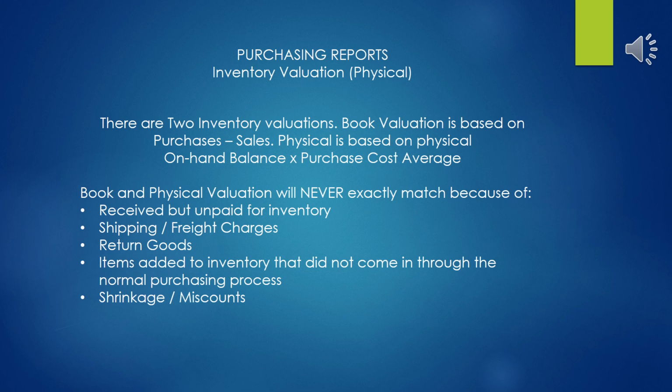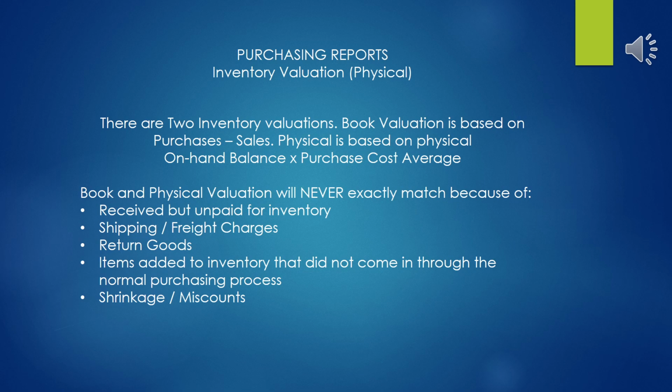There are two types of inventory valuations that you can do in Eclipse. One is the book valuation, which is based on purchases minus sales, or purchase orders. Physical is based on physical on-hand balance minus purchase cost average.